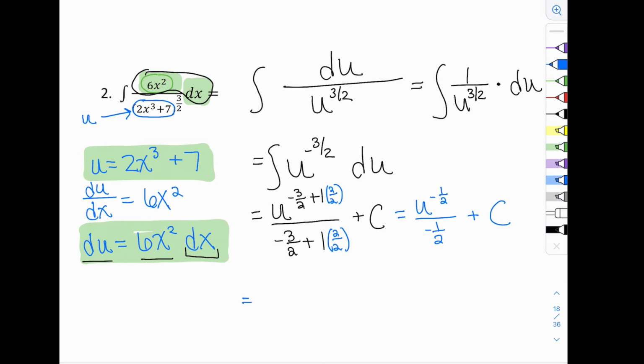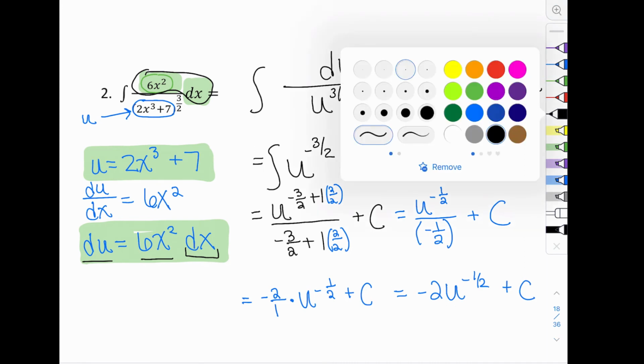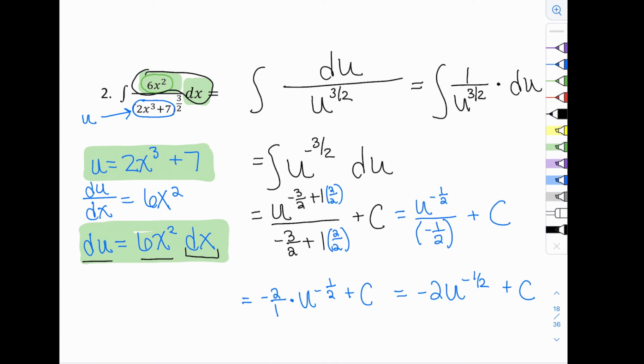So this is the same thing as whenever you divide by a fraction in the denominator, you're dividing by a fraction. It's the same thing as multiplying but by the reciprocal, which means changing 1 over 2 to 2 over 1 and turning it to multiplication. So that's negative 2u to the negative 1/2 plus c. So we're not quite to our final answer yet because we need to substitute back into x's. So that would be negative 2 times, and instead of u here, we'll put 2x cubed plus 7 to the negative 1/2 plus c.